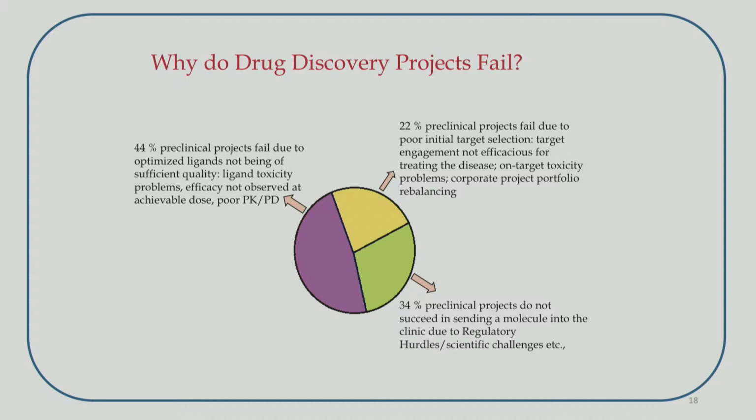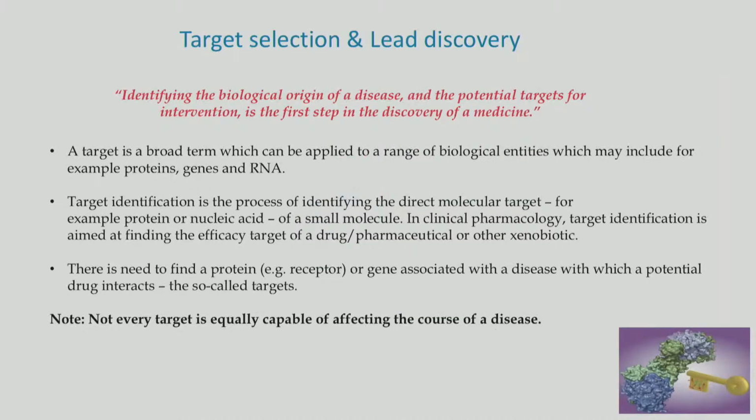So considering all this, the initial two steps, target selection and lead discovery, are the most key steps in drug discovery. So what are the criteria for a proper target as well as lead optimization? Identifying the biological origin of a disease and the constant story of a medicine. And here, note that not every target is equally capable of affecting the course of the disease. So we need to identify such a target.